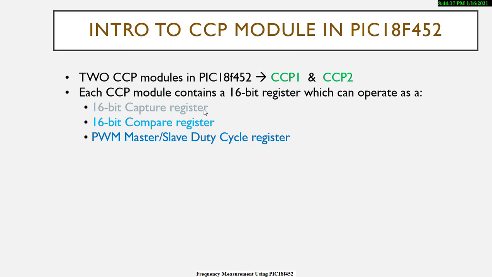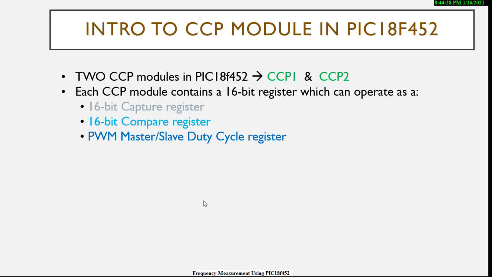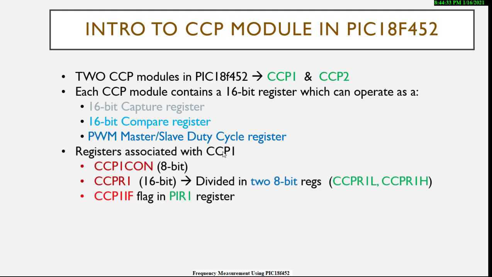What is the event? The event will be either the rising edge of the pulse or the falling edge of the pulse. So a timer will be running in the background, and when a certain edge of the wave occurs, the contents of the timer are stored in this 16-bit capture register.